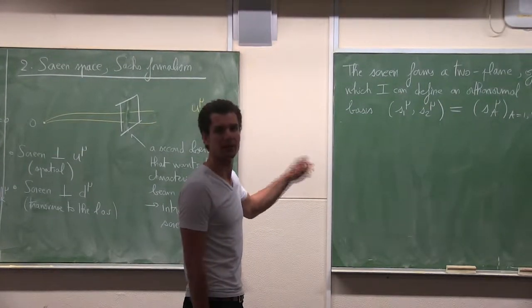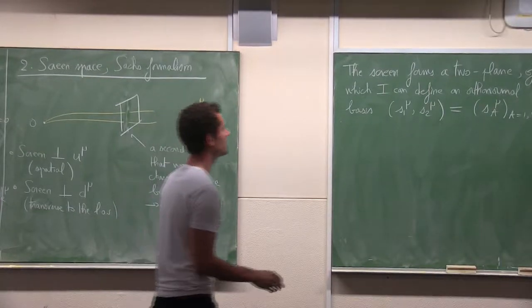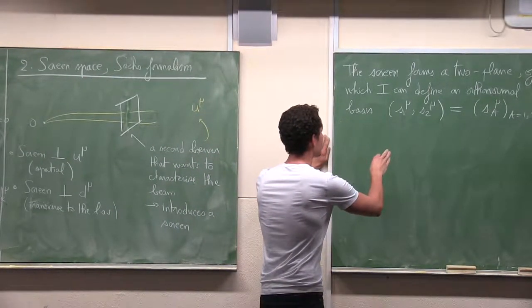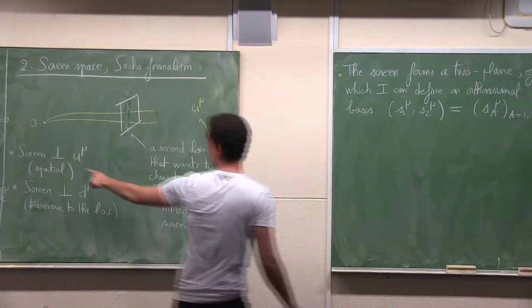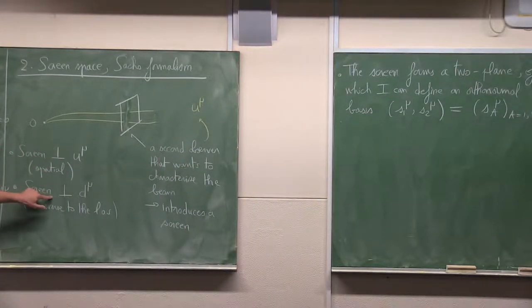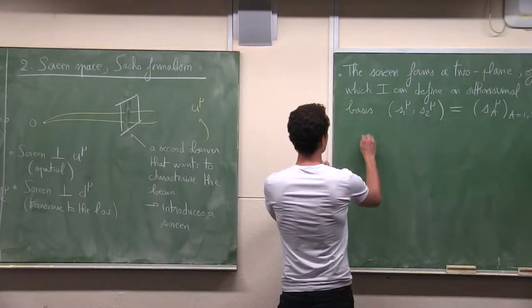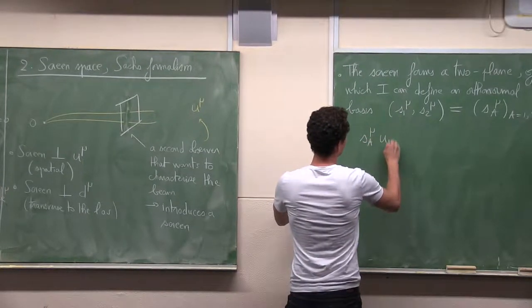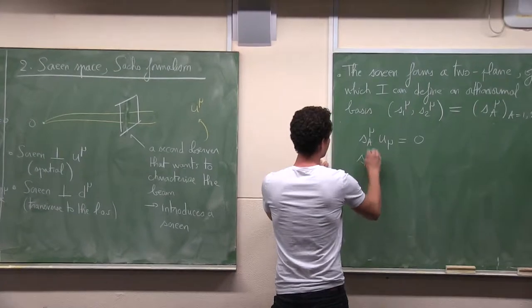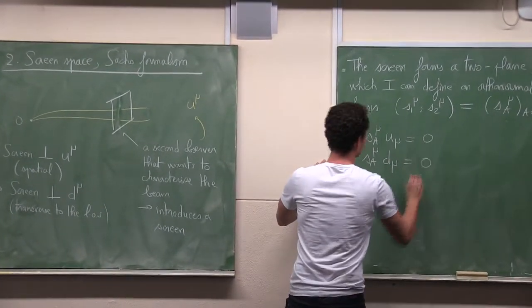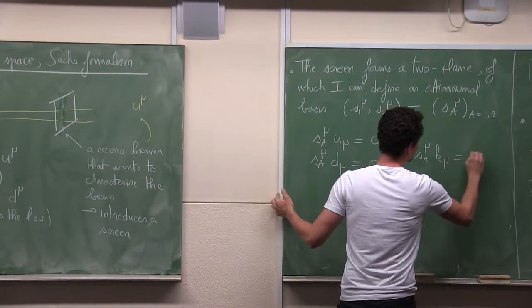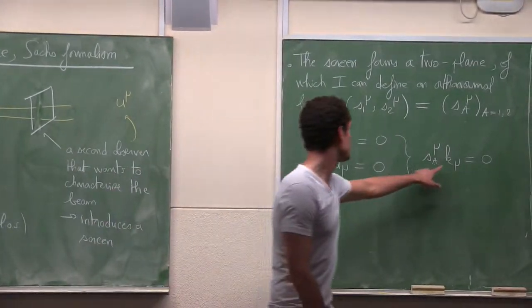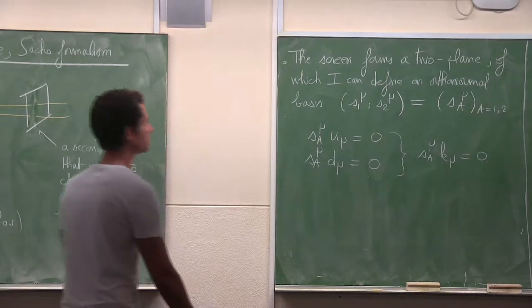So the capital Latin letters A, B, C will be for those screen indices, and it has the following properties. So it has to respect those things. Because they are part of the screen, they must be orthogonal both to u and d. So we have S A mu u mu equals 0, we have S A mu d mu equals 0, which by the way implies that we have S A mu k mu equals 0, because k is just the sum of u and d with the omega factor.